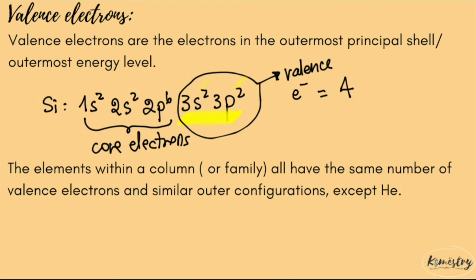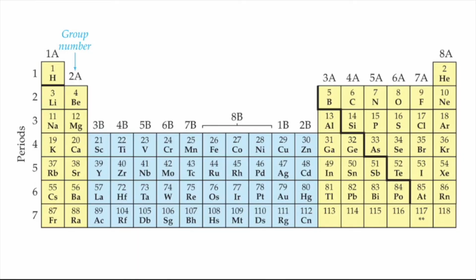The elements within a column or a family all have the same number of valence electrons with similar outer configurations, except helium. If you look at this periodic table, group 1A means hydrogen, lithium, sodium, potassium, all of them have a valence electron of 1. It's the same with group 2A. And then 3A, 4A, 5A have 3, 4, 5 valence electrons. Oxygen has 6 valence electrons, fluorine has 7, and so on. So the group number represents the valence electrons of the elements within the same family or column.